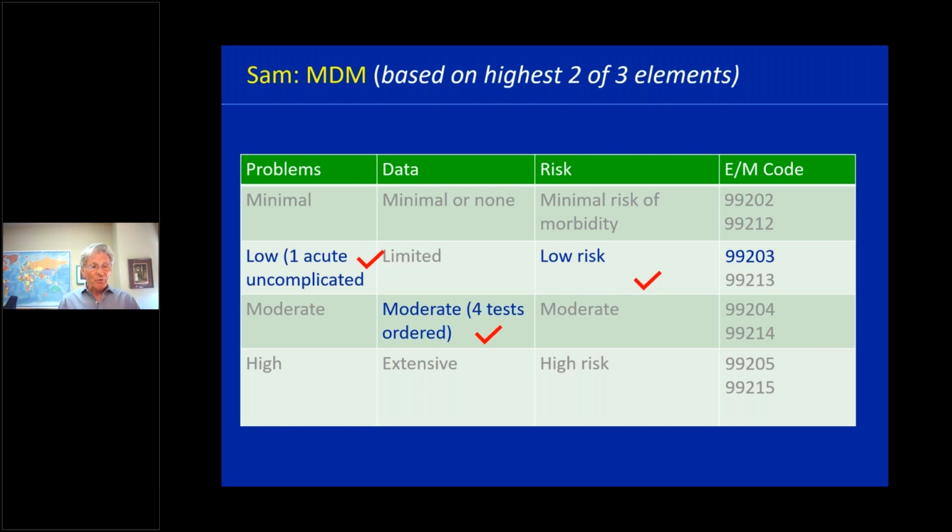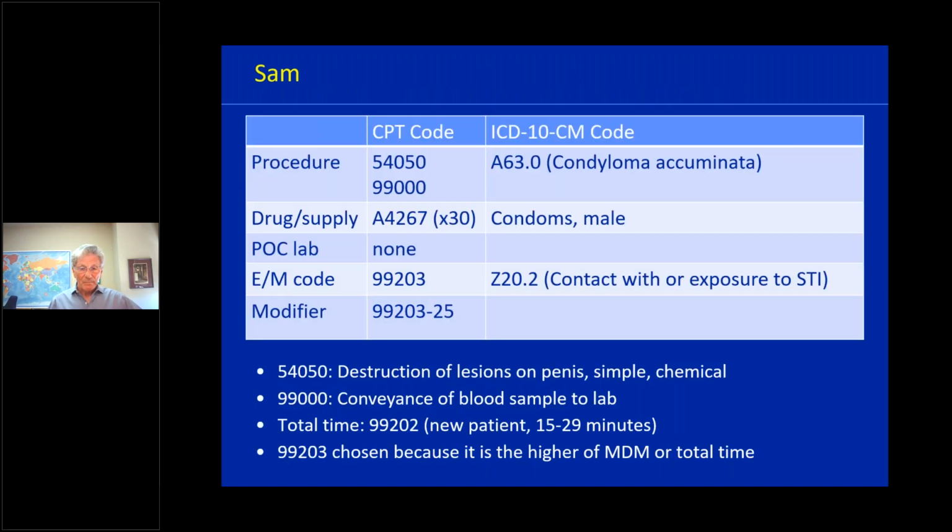So for medical decision making, the number of problems is low. The amount of data is moderate because he had 4 tests ordered. The risk of complications with the TCA application is low. So we take the best of 2 out of 3, which makes this a low medical decision making. And Sam is a new patient, and therefore computing medical decision making, the E&M code is 99203.